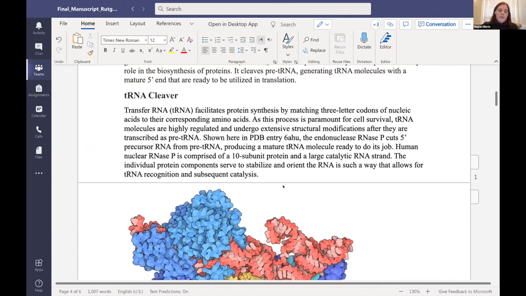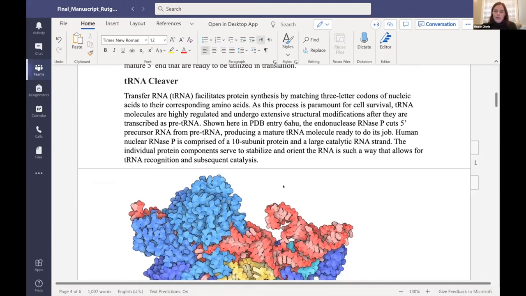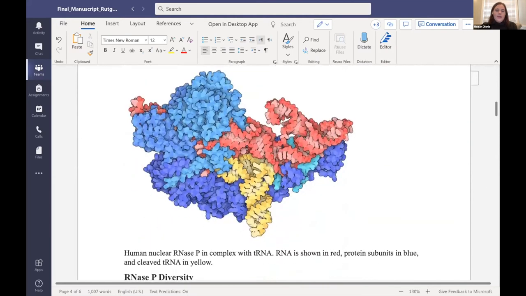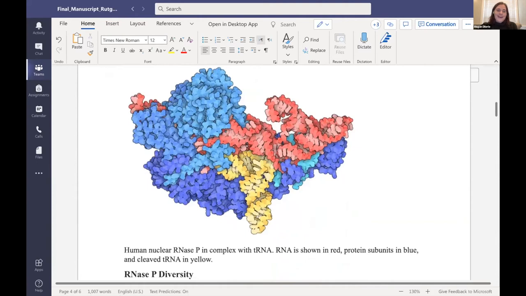Human nuclear RNase P is comprised of a 10 subunit protein and a large catalytic RNA strand. The individual protein components serve to stabilize and orient the RNA in such a way that it allows for tRNA recognition and subsequent catalysis. And here's a beautiful picture of our RNase P bound with tRNA. So this is human nuclear RNase P in complex with tRNA. The catalytic RNA is in red, the protein subunits in blue, and the bound tRNA in yellow.